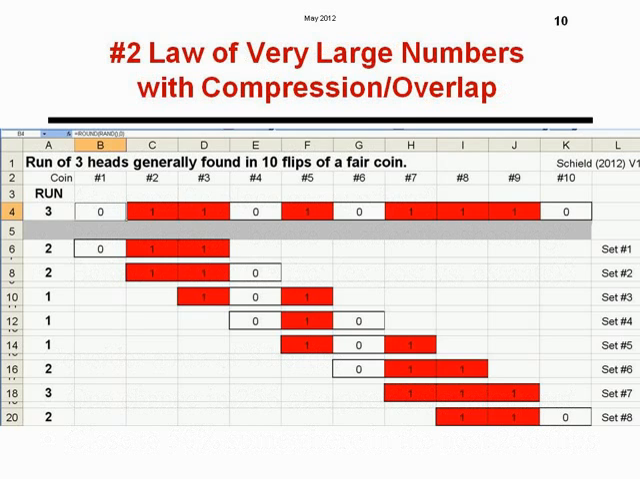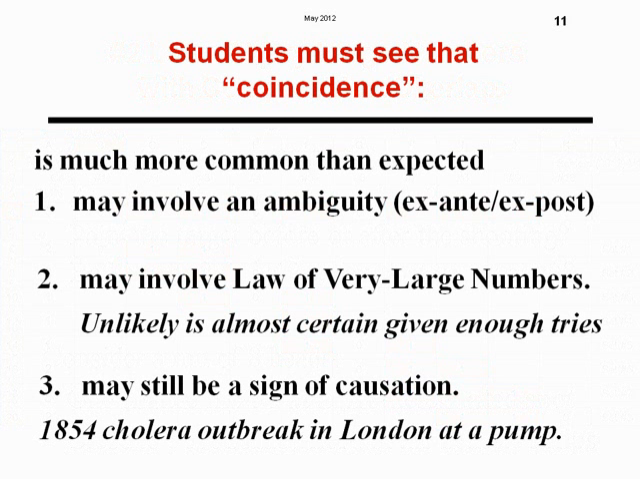In conclusion, students must see that coincidence is much more likely, much more common than expected. This may be due to an ambiguity. It may involve the law of very large numbers. And most importantly, it may still be a sign of causation.